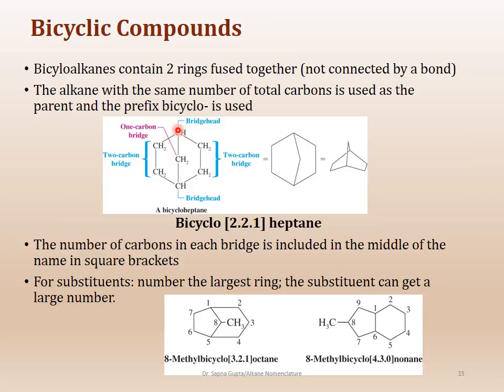So there are bridgehead carbons and then there are bridging carbons. The bridging carbons can be 0, 1, 2, 3. It depends on how long the bridge is. In this case, you have two bridging carbons. Here, there's only one, and here there are two bridging carbons.